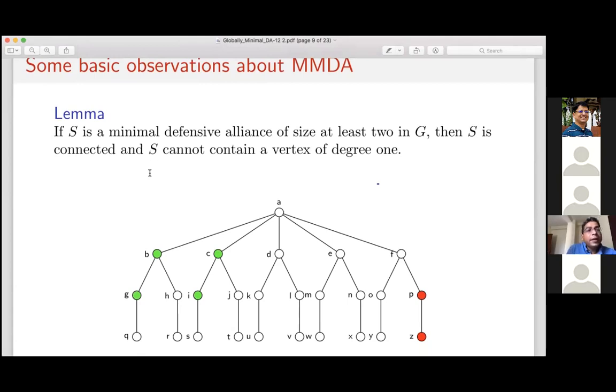So if S is a minimal defensive alliance of size at least 2 in G, then S is connected and S can't contain a vertex of degree 1. So these are the necessary conditions that S must satisfy, that S can't be disconnected, right?